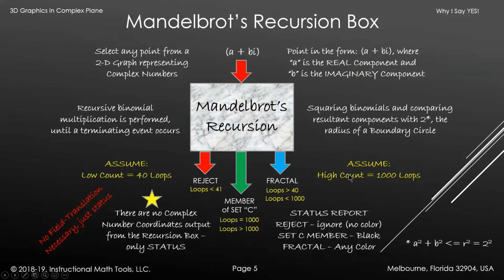Once you assign those, then you can determine whether the signal coming back is a reject, a set member, or a fractal. Notice there are no complex number coordinates output from the recursive box, only one of three status indicators: ignore, black, or any color. The key here is that there is no field translation necessary, because there is no field that is a part of this process. The only thing that's a part of this process is squaring binomials.